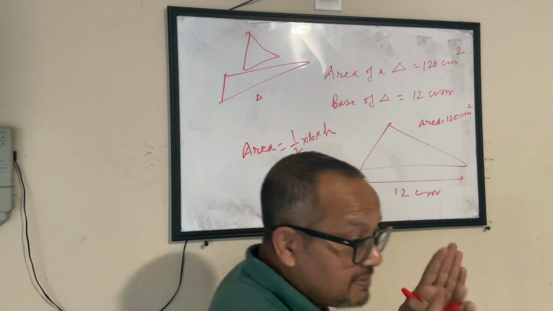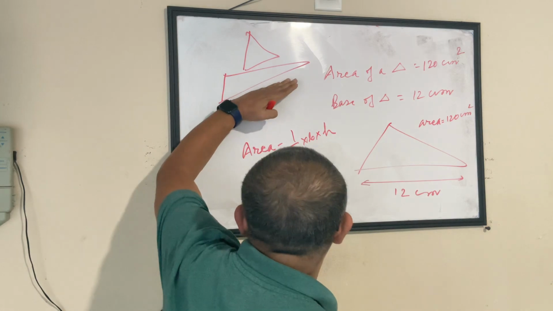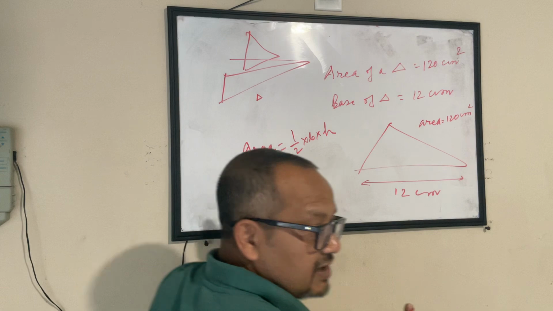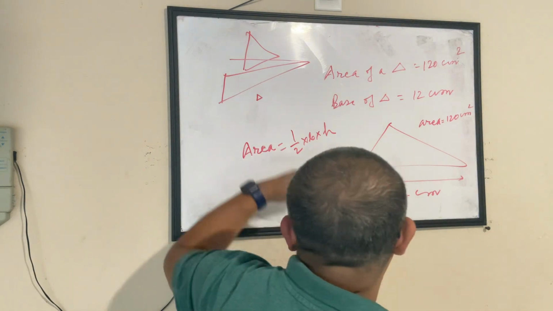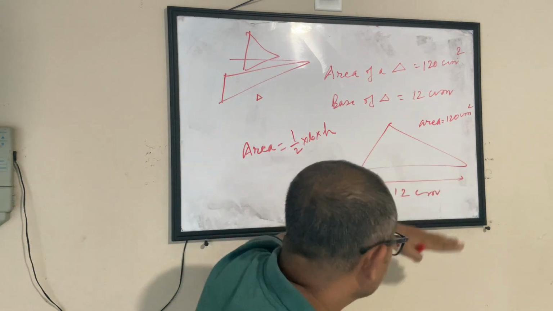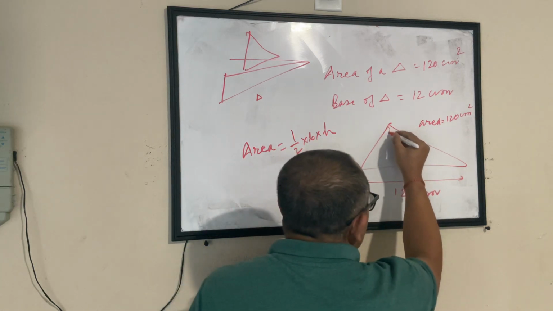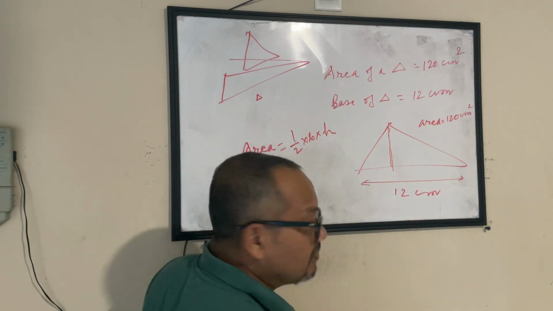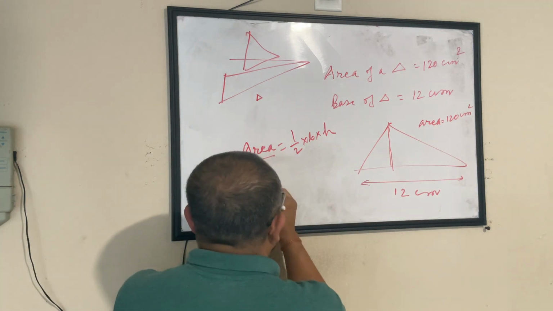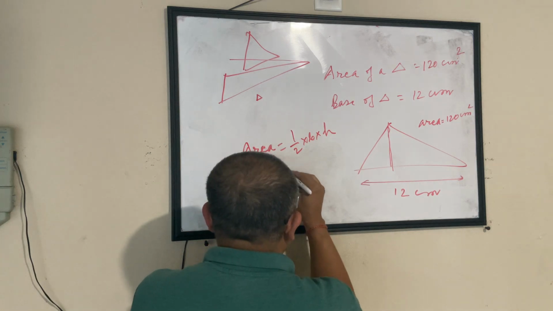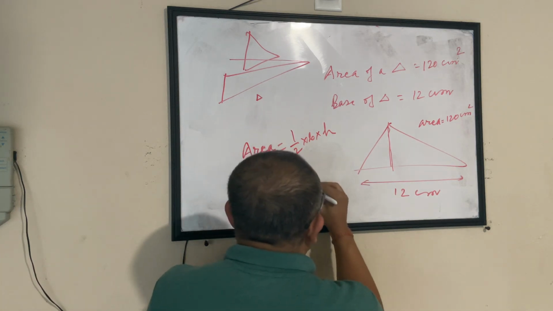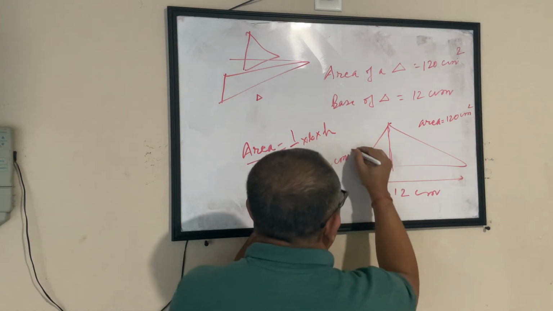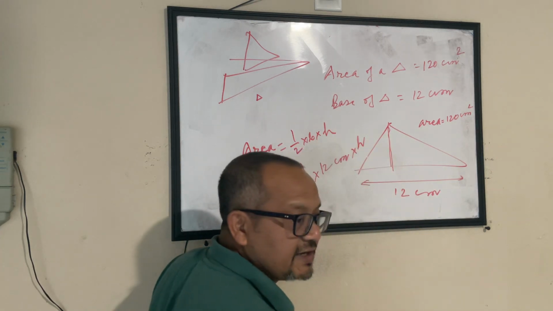And you have to be very clear about the base. If you are taking this as a base, this is the height. If you are taking this as a base, this is the height. So be very clear about the base. Here we are saying this is the base, so what we are finding is this height from here to here. Now let's put this in the formula. Area is 120 centimeter square. Half into base. Base is given as 12 centimeter. And what we don't know is height. Let's put height as height.